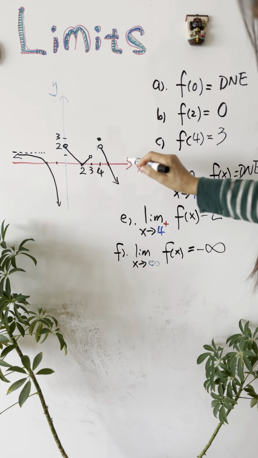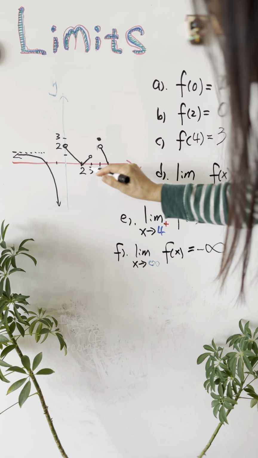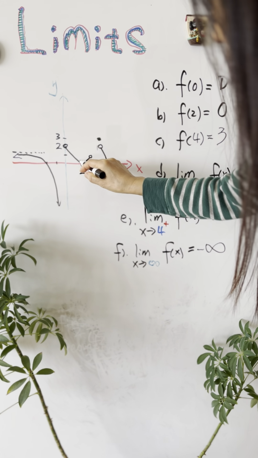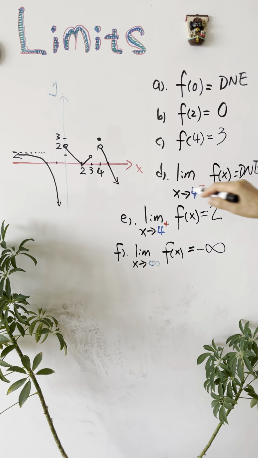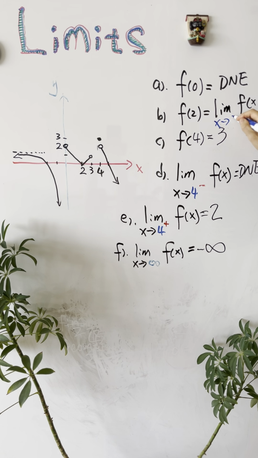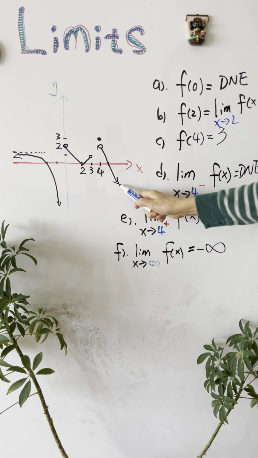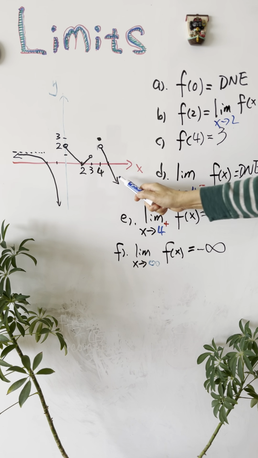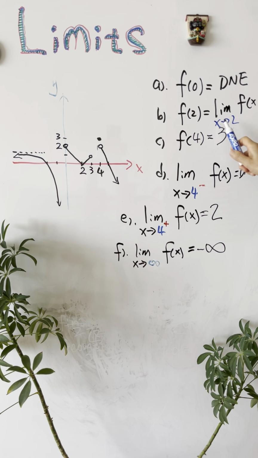And any other points, right? We can talk. So 2 is a good example. At 2, the function is continuous, right? So f of 2 equals 0. So if we talk about the limit of the function when x approaches 2, they equal each other. Okay. All other points, we see the function is continuous, and the function value equals the limit.